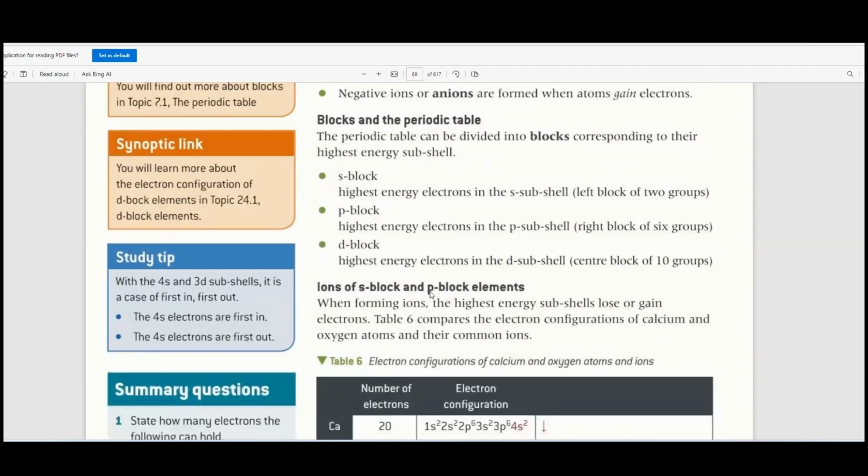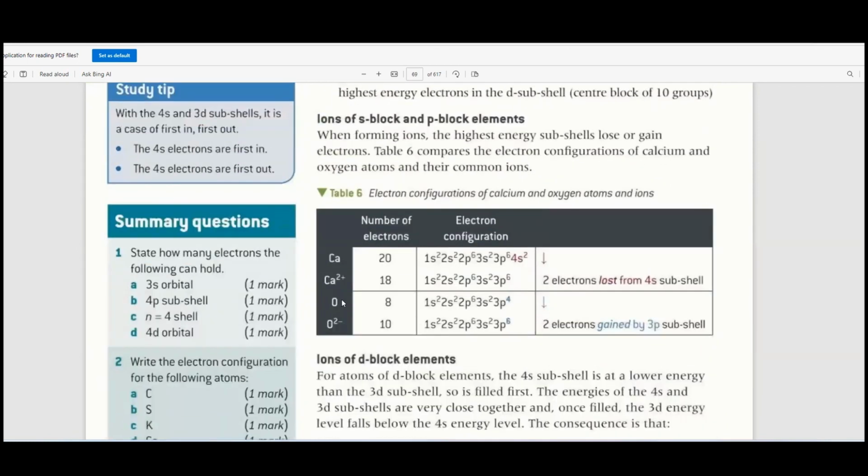So ions of S block and P block elements. When forming ions, the highest energy subshell loses or gains electrons, as I told you about sodium. Table 6 compares the electron configurations of calcium and oxygen atoms and their common ions. So if you see, calcium is in the S block, so it has 4s2 at the end. What happens to calcium 2 positive? It just loses its outer subshell. Now the outer subshell is 3p instead of 4s. Two electrons lost from the 4s subshell. Does that make sense?